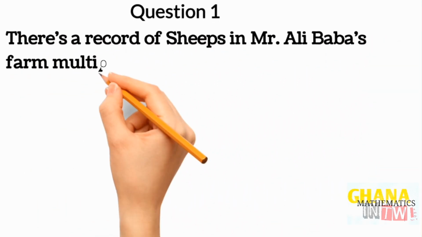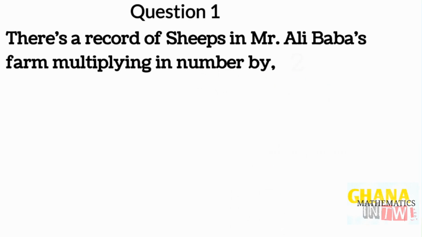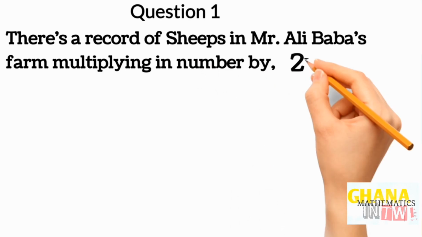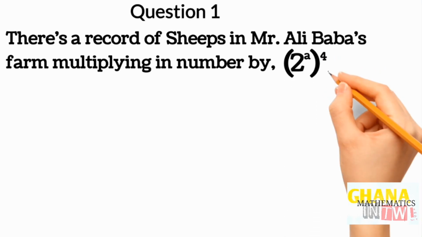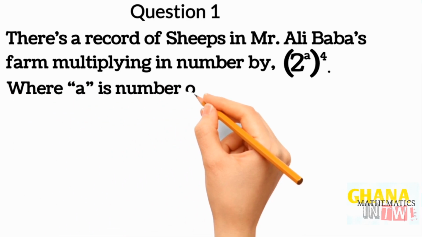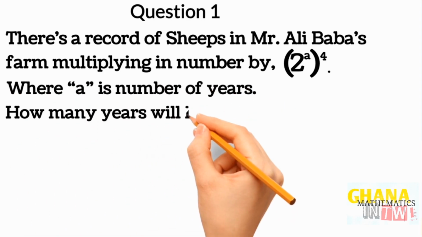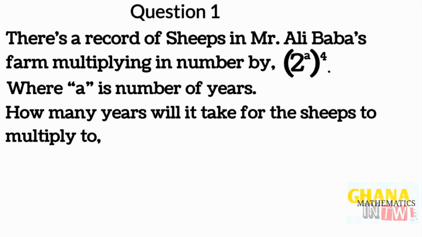There's a record of sheep in Mr. Alibaba's farm multiplying in number by this amount. So the meaning of multiplying is increasing. So what's the meaning of that? Meaning the number is increasing. So we have it is increasing by 2 raised to the power a raised to the power 4. And the a is the number of years. How many years will it take the sheep to multiply to 2 raised to the power 18?